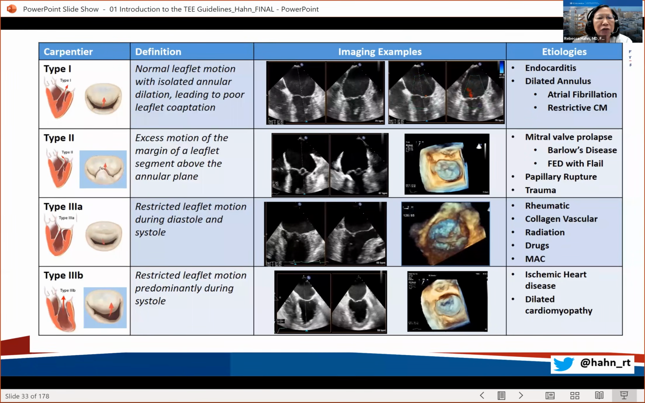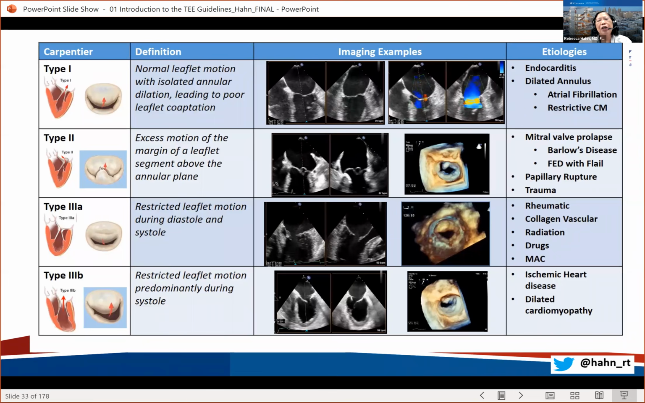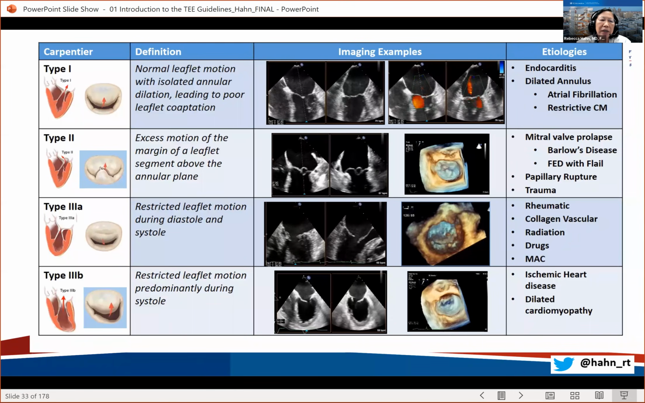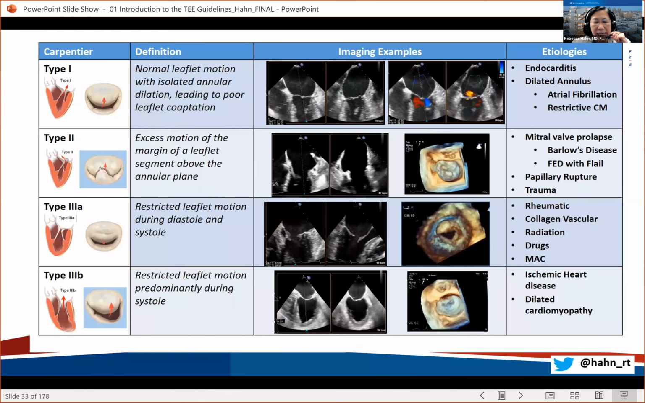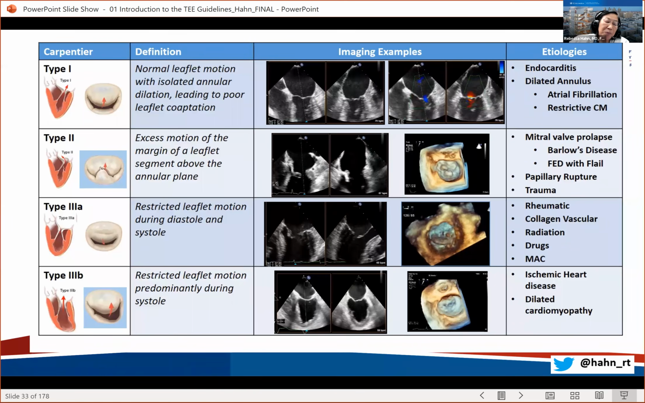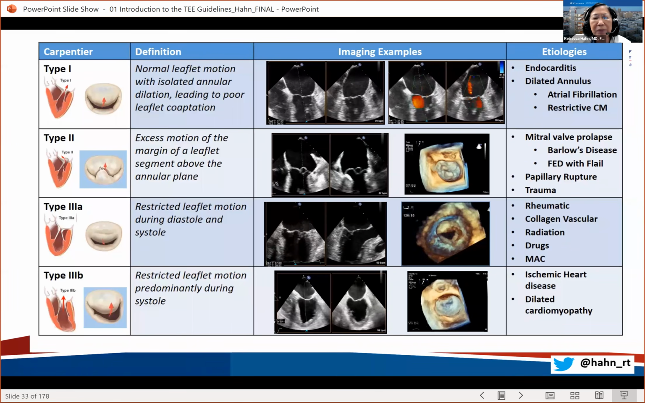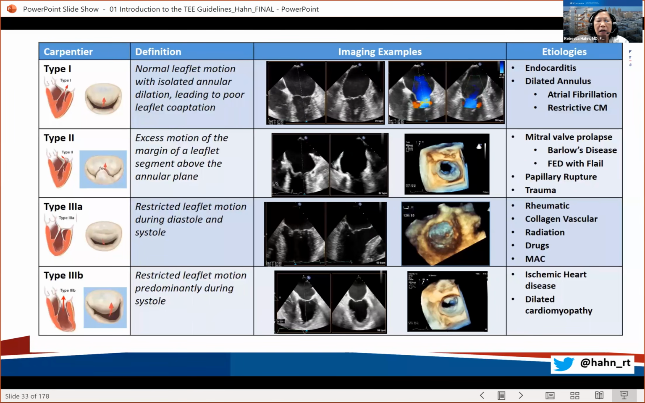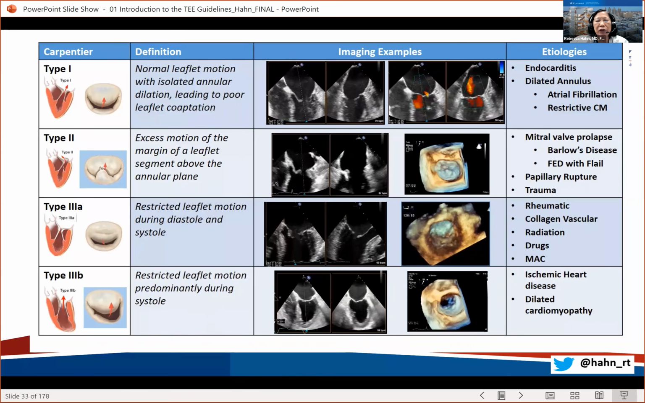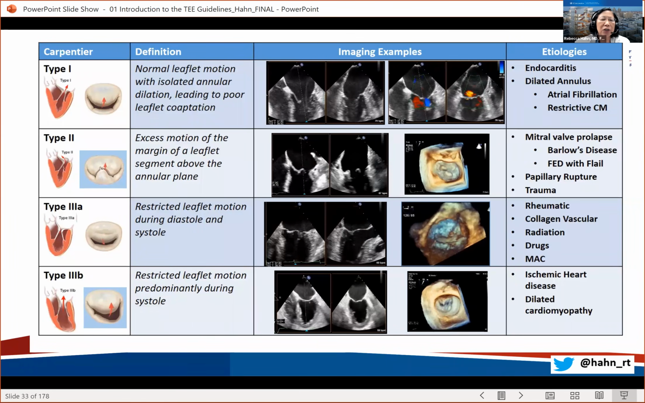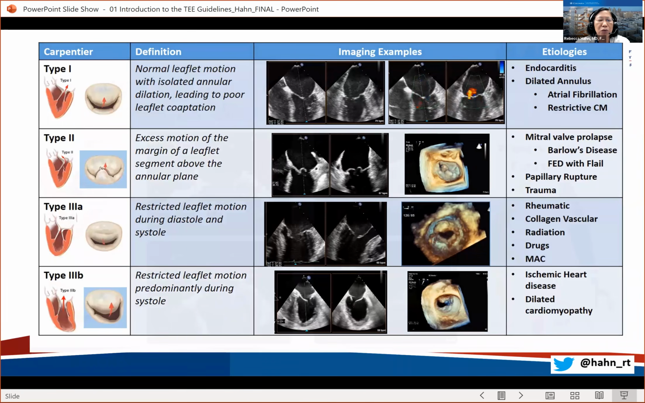Okay, so let's move on a little bit to morphology, because I'm sure you've heard a lot about Carpentier's leaflet mobility classification. And this was all a surgical classification, but we've adopted it, and that's fine. I personally am not sure of its clinical utility, but we have classified indeed all these abnormalities based on the type of movement. And so type 1 is, we'll go through them. So why don't we go through them one by one?